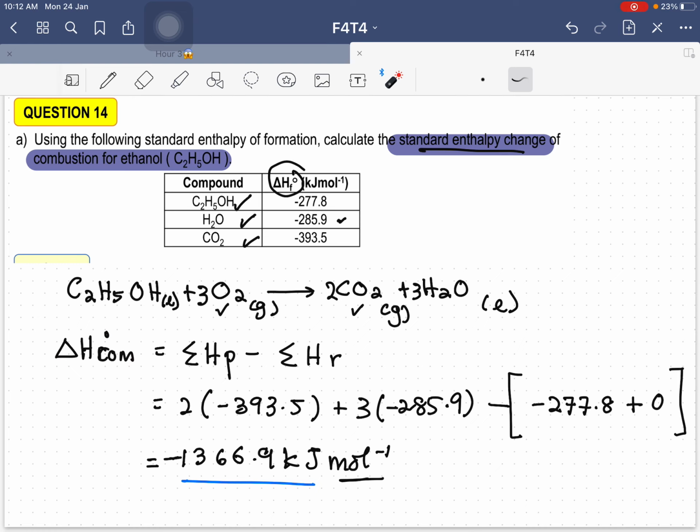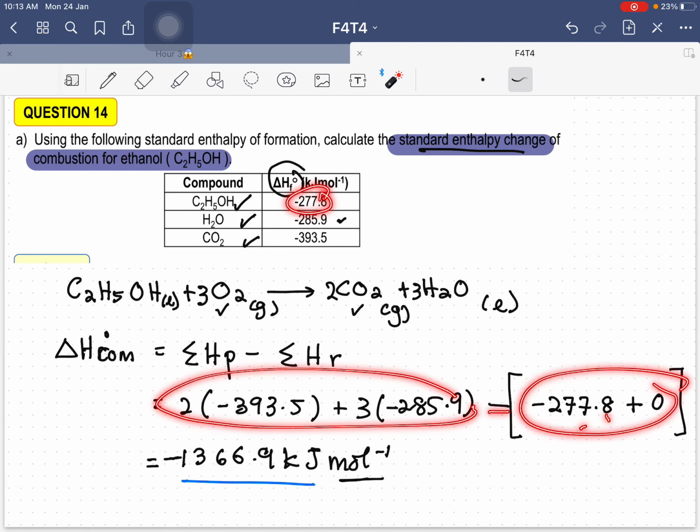We can use the formula because we are given the enthalpy of formation of ethanol, water and CO2. So our products are CO2 and H2O. That means 2 CO2 plus 3 moles of H2O, using the enthalpy of formation of H2O, minus the reactants. Our reactants are ethanol and oxygen. The enthalpy of formation of oxygen is 0, while ethanol is negative 774.8. So this is the total enthalpy of the products minus the total enthalpy of the reactants.